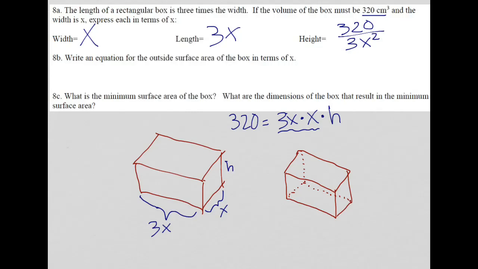So let's go ahead and start piecing them together. But real quick, I am going to erase that h there and write it as our expression, which is 320 divided by 3x squared. Cool? Cool. You're right. It is cool. It's super cool. That's neat. So let's go ahead and do this problem.